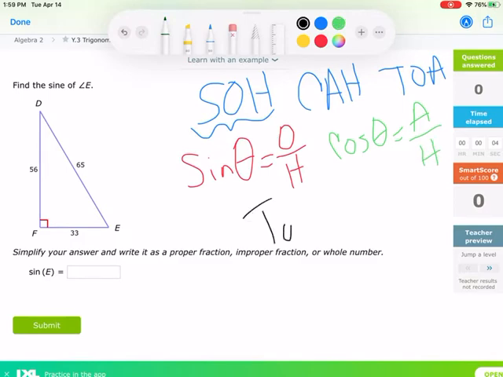The tangent of any angle, theta, is equal to the opposite over the adjacent. So that's SOHCAHTOA for you, all right? And it says find the sine of E. Find the sine of angle E.